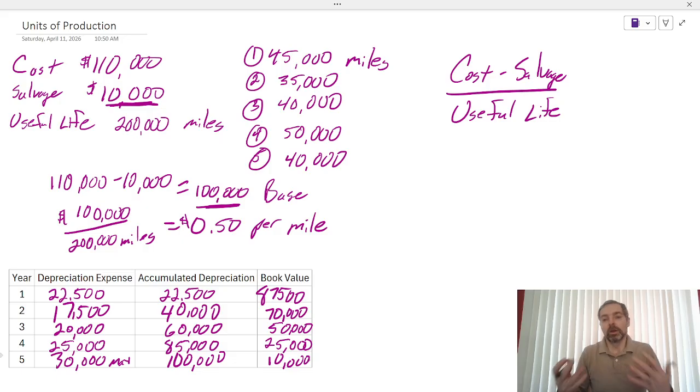So with the straight line method, we don't really have to worry about that last year because the depreciable base and the maximum book value, they're all built into the math. With units of production, we have to be careful that we don't go over the allowed amounts. Otherwise, it is pretty much just the same as straight line depreciation, just using units of production or mileage instead of years or months.